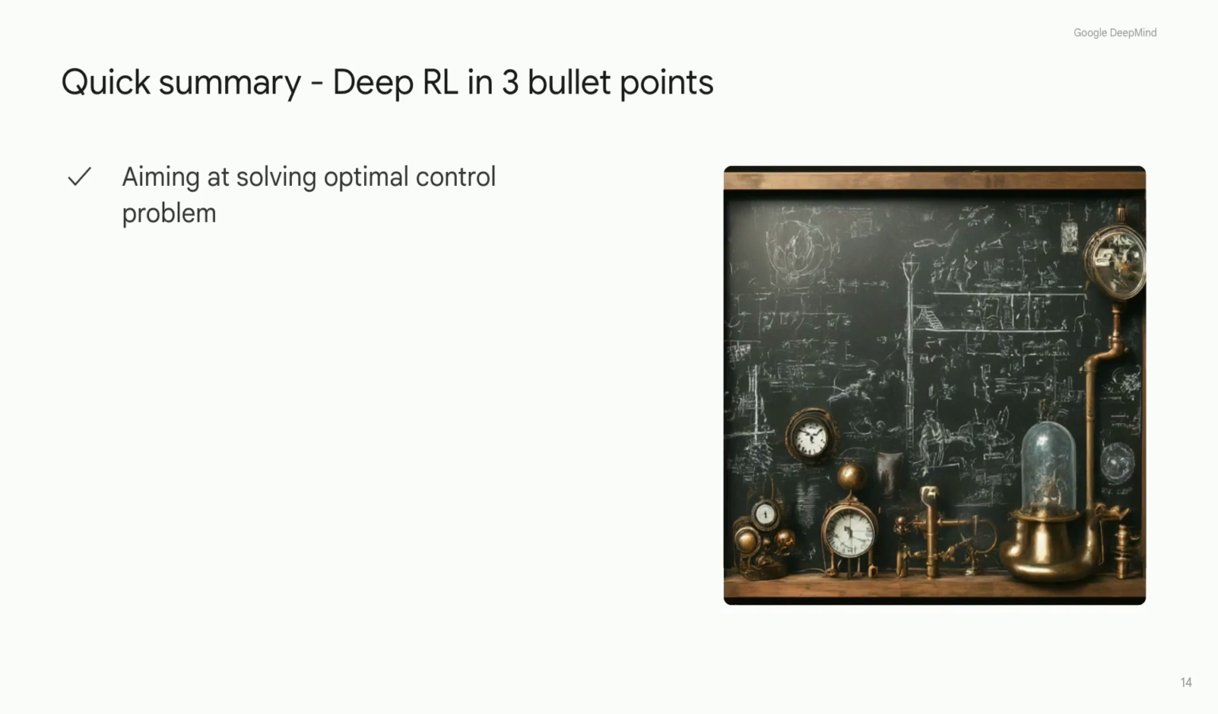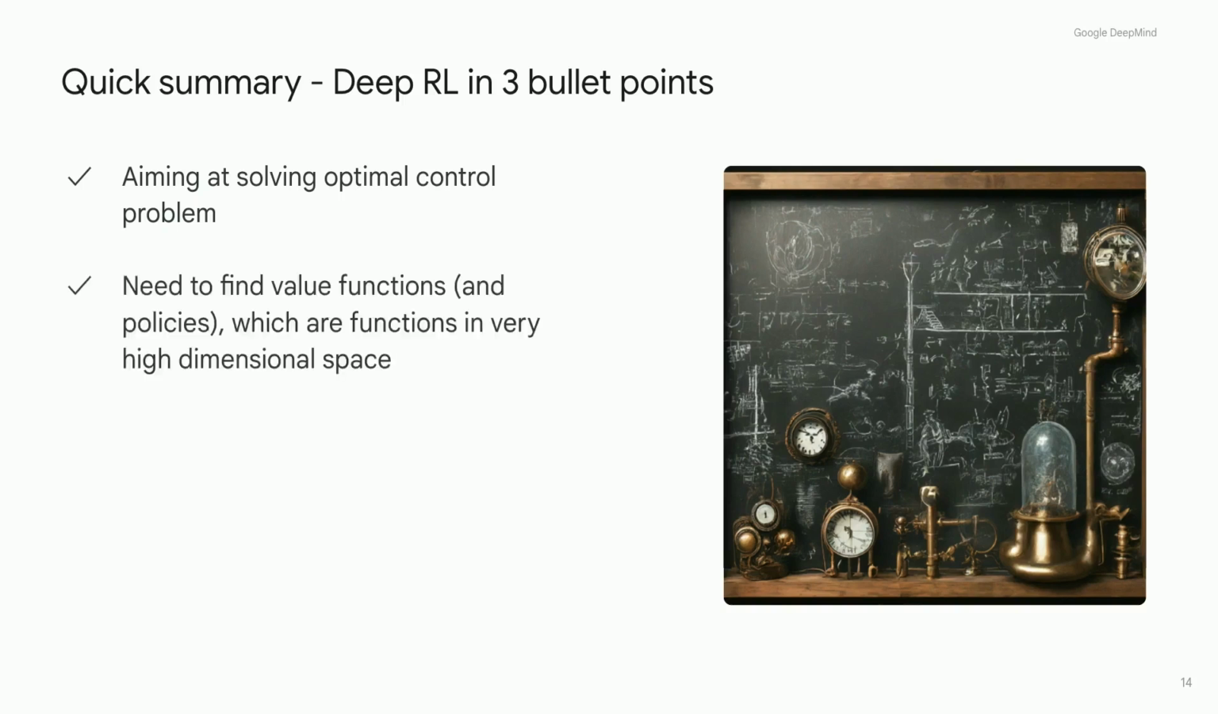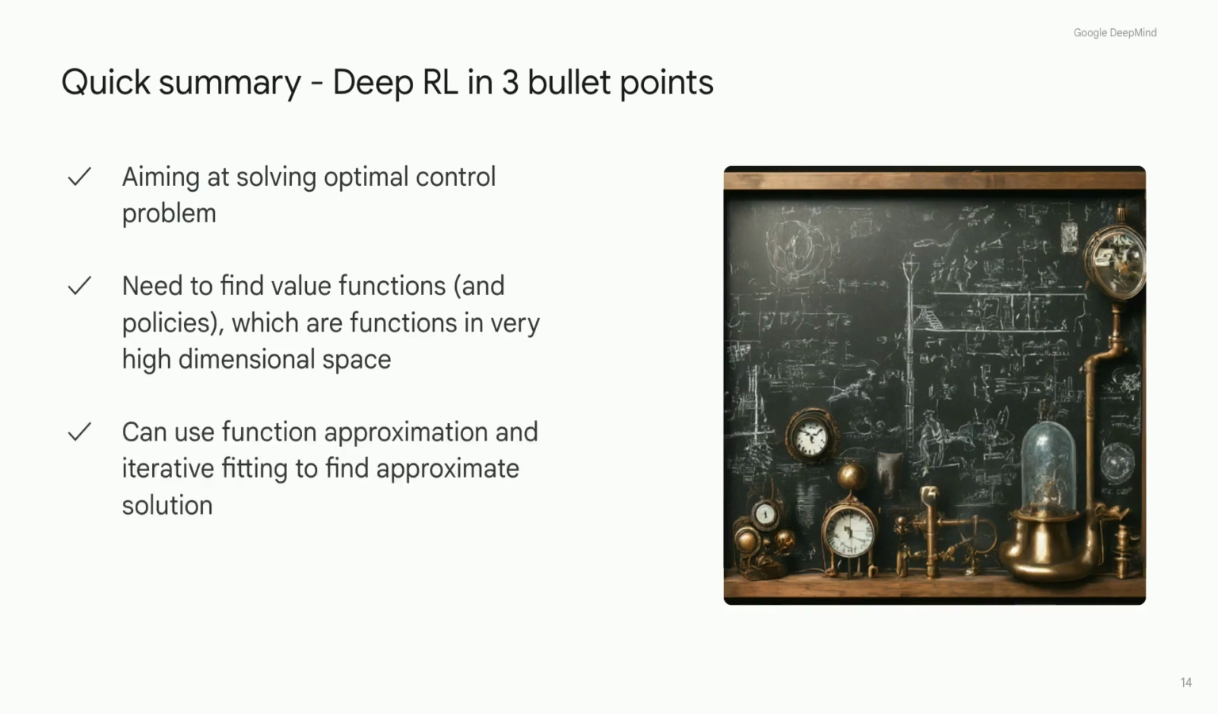All right, this is a quick summary. If you were still tired and sleeping through the first part of the talk, here is deep RL in three bullet points. We're aiming at solving the optimal control problem. We need to fit the value function, which are functions in a very high-dimensional space. And we can use function approximation and iterative fitting to do this.